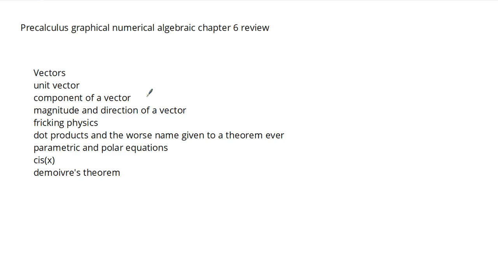We're going to be doing vectors, unit vector, component vector, magnitude, direction vector, physics, force and stuff, dot product, polar equations, parametric equations, polar equations, properties, and De Moivre's theorem. Right, we're going to be doing all of those today.